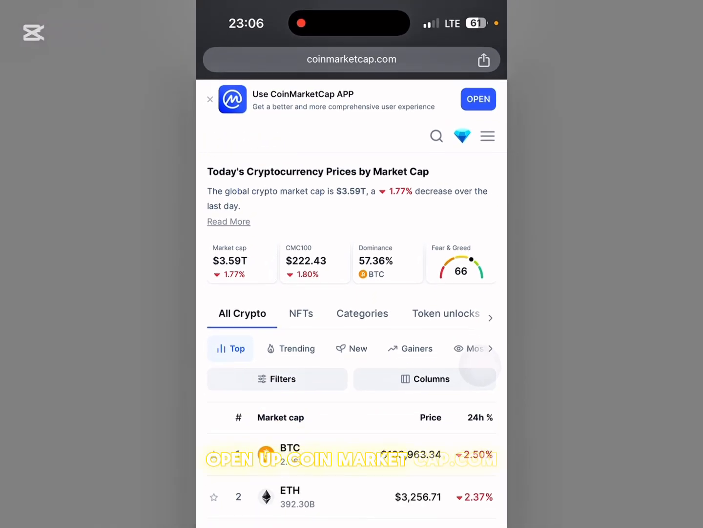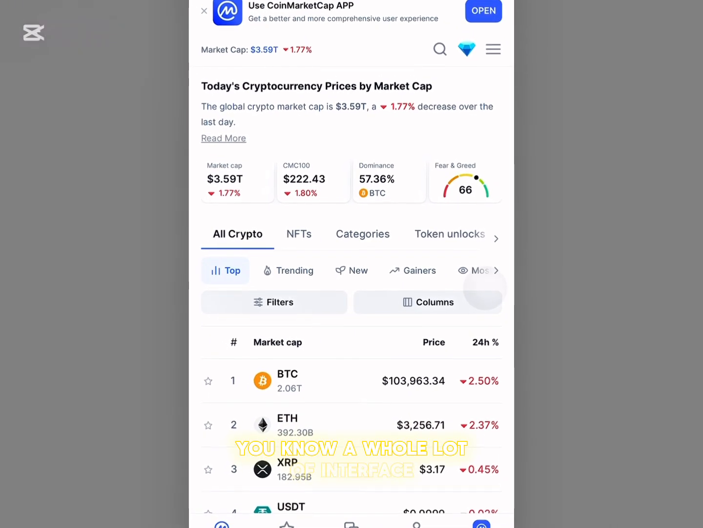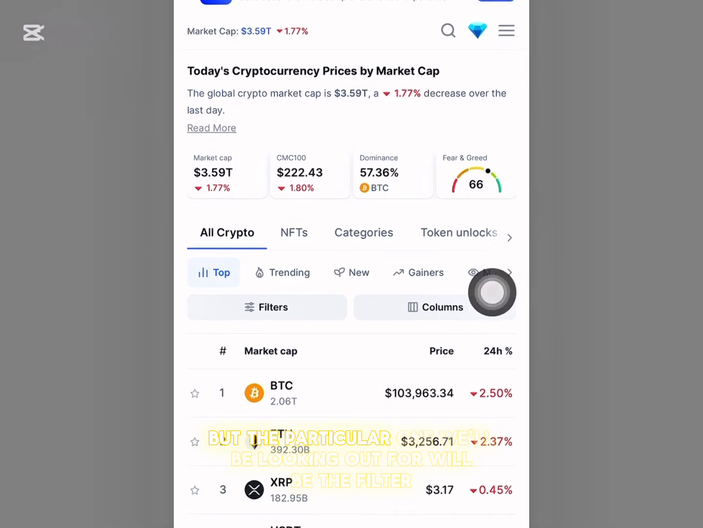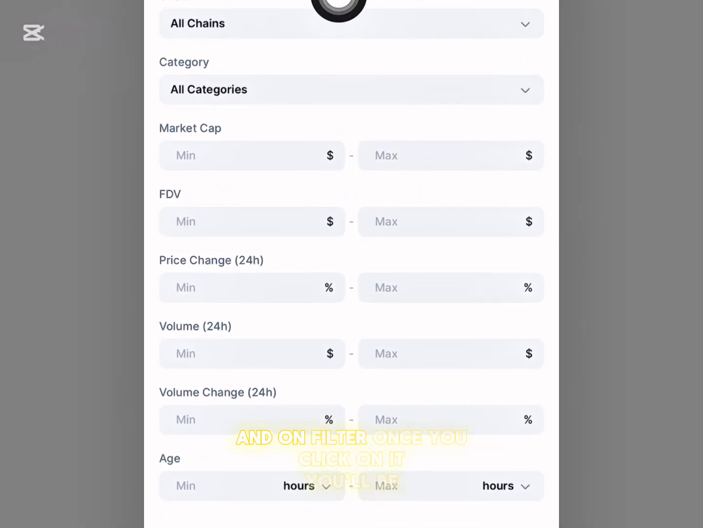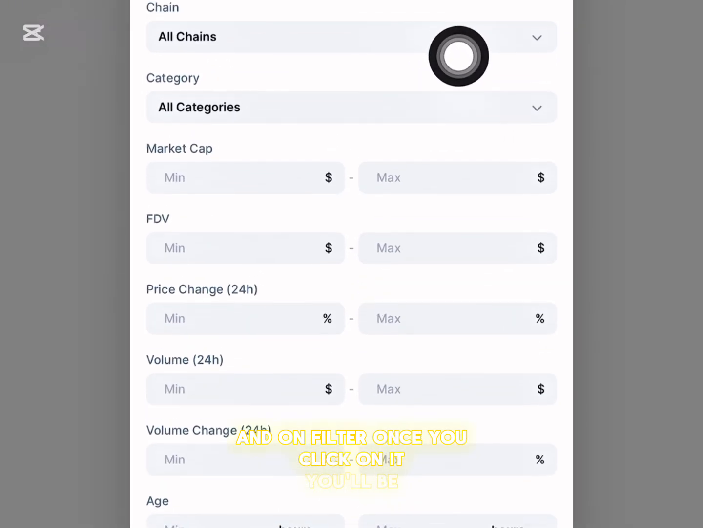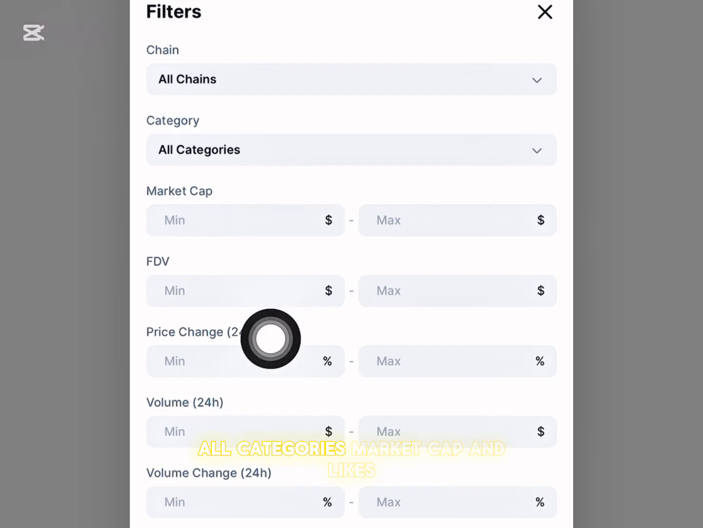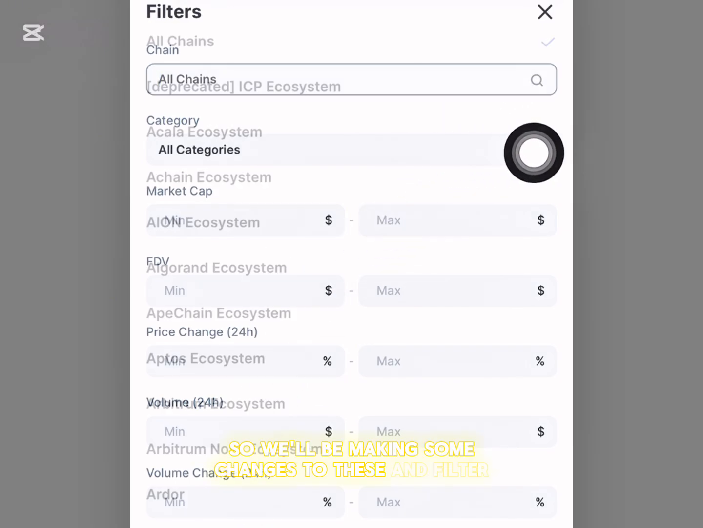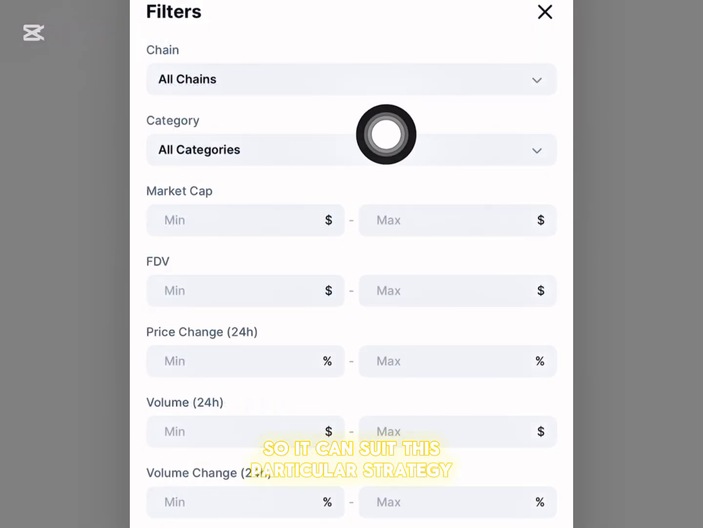Open up coinmarketcap.com, and you'll be welcomed with a whole lot of interface, but the particular one we'll be looking out for is the filter. Once you click on it, you'll see all chains, all categories, market cap, and the likes. So we'll be making some changes to this filter so it can suit this particular strategy.